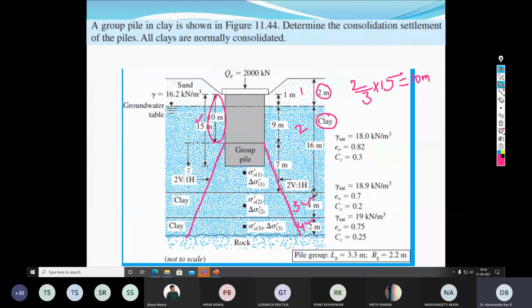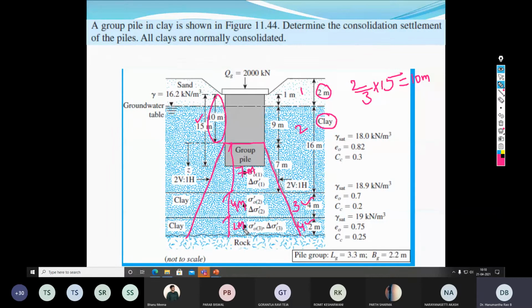Okay. Now, once we identified the location of the fictitious footing, from this again you need to identify how many number of layers are there. So here there are again 3 layers. Now the depth of layer number 1 is 7 meter. The depth of layer number 2 is 4 meter, and depth of layer number 3 is 2 meter.